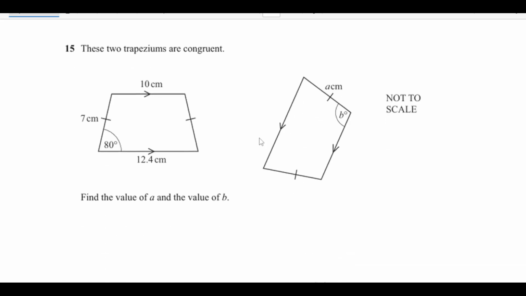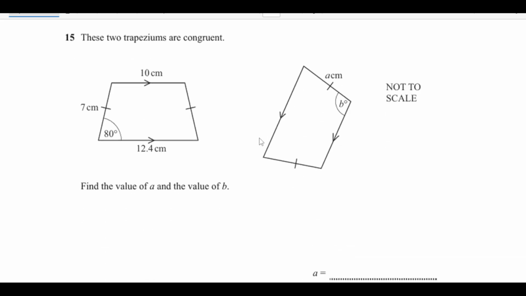Now number 15. These two trapeziums are congruent. Find the value of A and B. As I told you previously, when two shapes are of the same shape and same size, then we call them congruent. So this side is 12.4, and the other side is 10. And this is A, on the left hand side. So A is going to be 7 centimeters, and where is B?